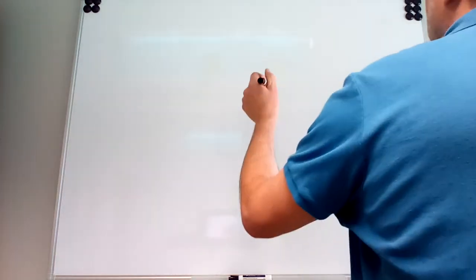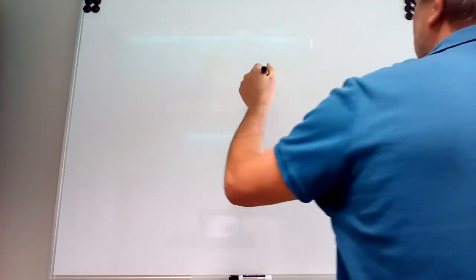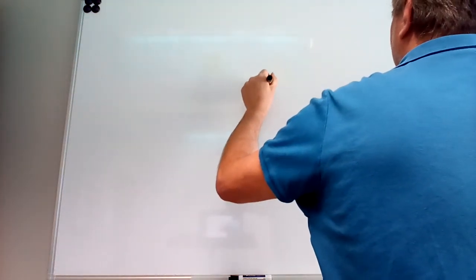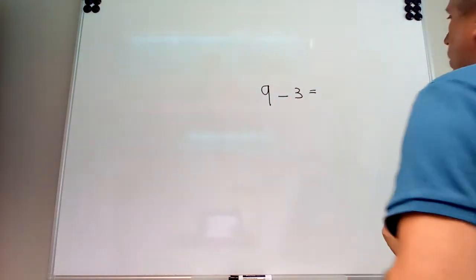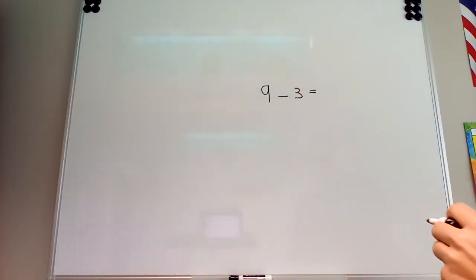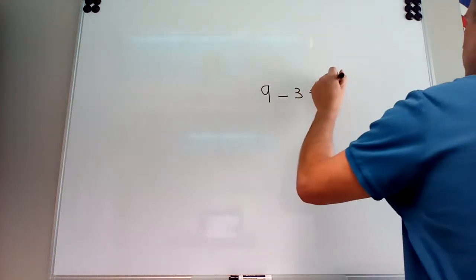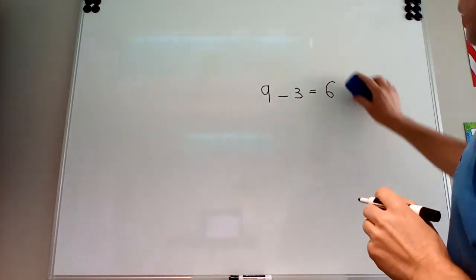So for subtraction, we're going to line everything up the same way we did with addition. So let's just take 9 minus 3 equals. Well, you can probably do that in your head, or on your fingers, you can figure that out. 9 minus 3 would be 6. But we need to learn to line that up just like we did the addition problems.